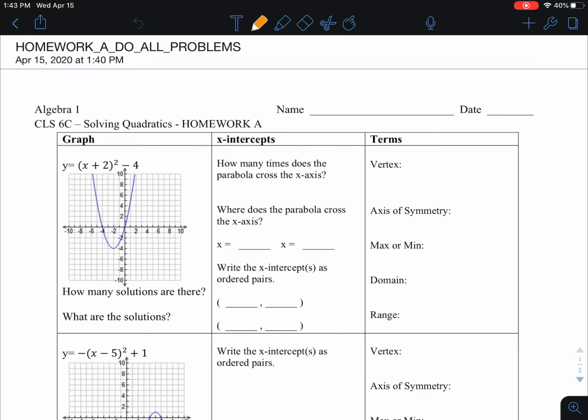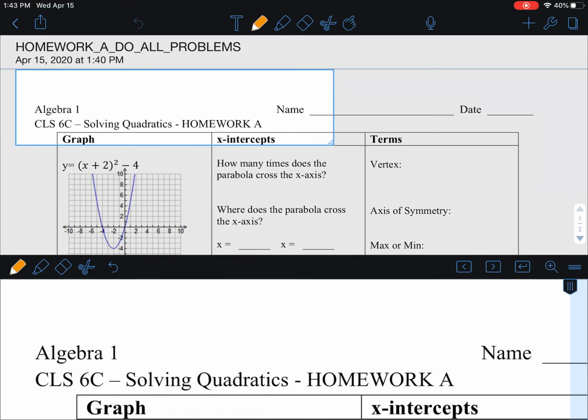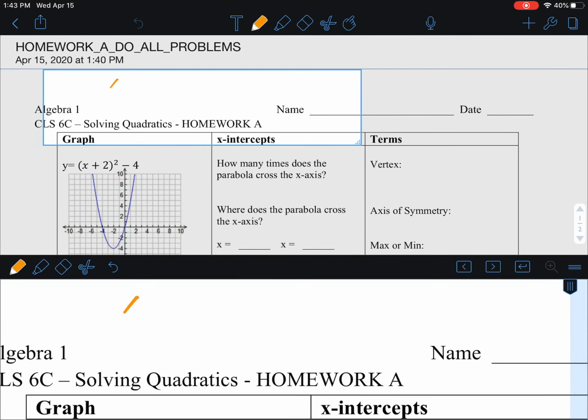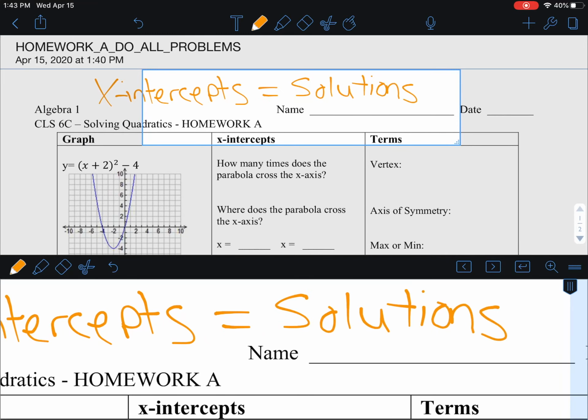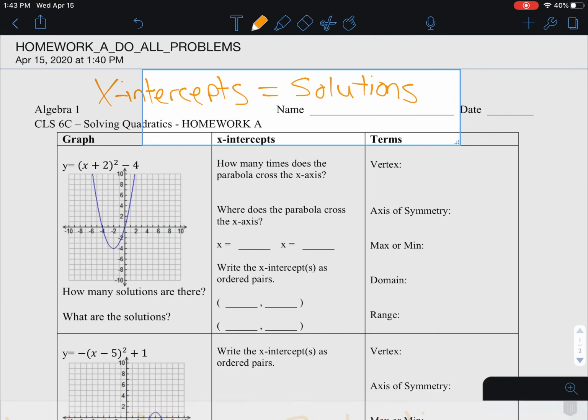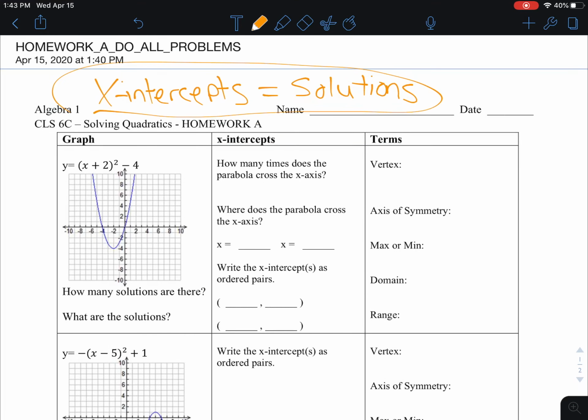This video is about homework A, which is beginning this section of CLS 6C, which is solving quadratics. Really, the biggest thing that you have to get from this homework assignment, and a lot of it's just review, is this idea right here, is that x-intercepts are the same thing as solutions with quadratics. So that's going to be a really important rule for you to understand throughout this week and the next couple of weeks. Is this rule right here, x-intercepts are solutions.